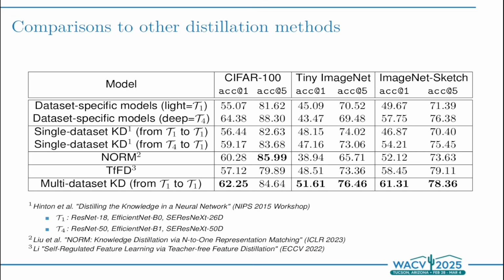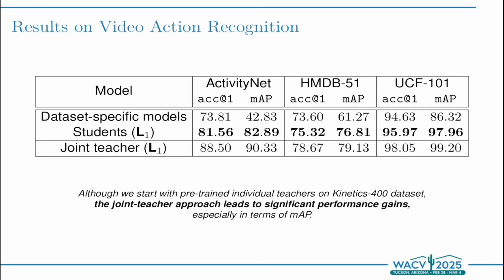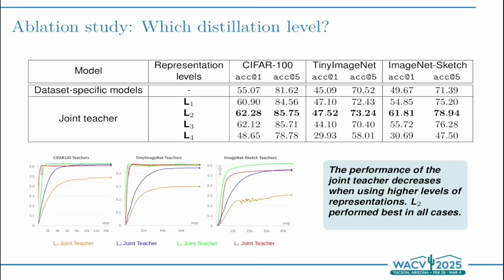We compared our framework to other distillation methods and obtained better results. The other distillation methods are single dataset methods. Thus, we can conclude that the multi-dataset approach helps. We start with pre-trained individual teachers on Kinetics 400 for the action recognition experiments. With our joint teacher approach, we obtain significant performance gains regarding top 1 accuracy and mean average precision.